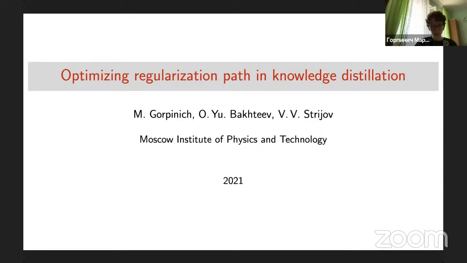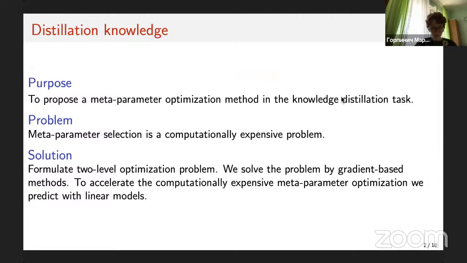Good morning. My name is Maria Gorpinich. I am a third-year student at MIPT. Today, I will report on optimizing the regularization path in knowledge distillation. This is joint work with Oleg Bakhteev and Vadim Strijov. We investigate the problem of metaparameter selection, which is computationally expensive. The purpose of this work is to propose a metaparameter optimization method using knowledge distillation. To solve this problem, we formulate a two-level optimization problem, which is solved by gradient-based methods. To accelerate metaparameter optimization, we use prediction with linear models.